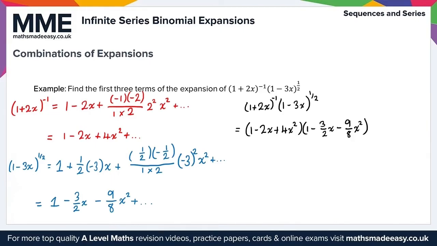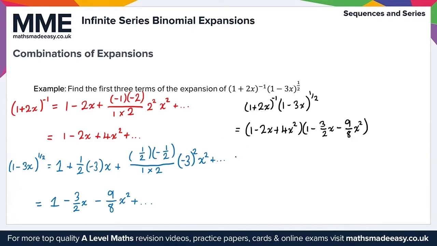So in that case, what I'm going to do now is I'm going to take this 1 and we would times that by all three terms here in this second bracket. We'd then take the minus 2x, but we'd only times it by the first two terms. Remember, we only want the first three terms. So in that case, we take the minus 2x and we times it by the first two terms. And then finally, if we take the 4x squared here, we would only times that by the first term. And all we need to do then is simplify where appropriate.